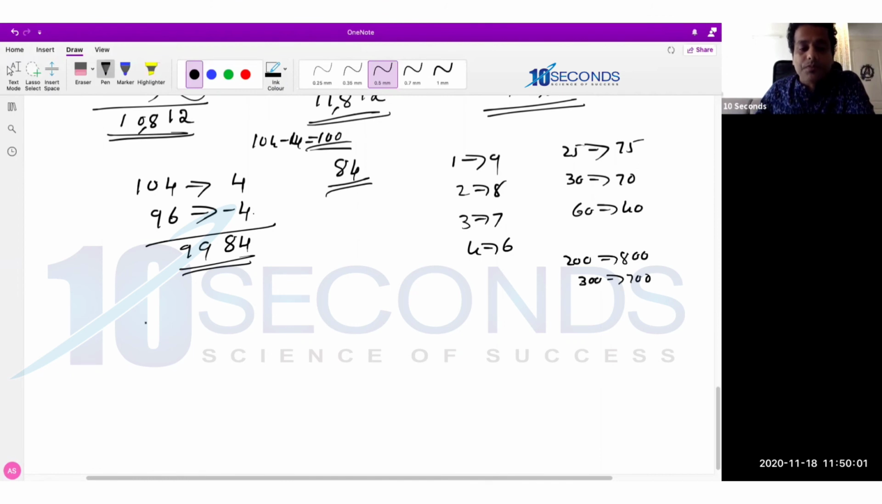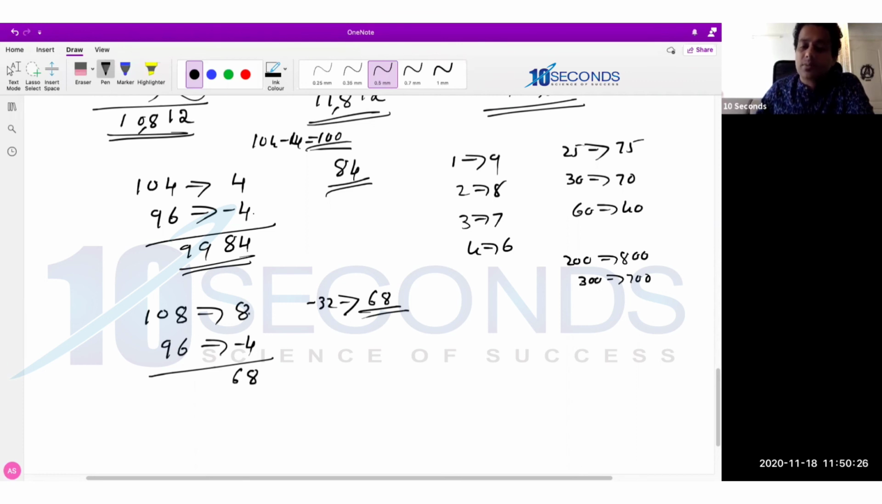So to avoid confusion, let me take a few more numbers. They will be easy for you. 108 into say 96. 8 more than 100, 4 less than 100. 8 into 4 is 32, but minus 32. Minus 32 is nothing but 32 complement. So 32 complement is what? 100 minus 32 is 68, isn't it? So you need to write 68 here. 108 minus 4 or 96 plus 8. Either way, same number you get, right? 108 minus 4 is 104. But you need to take 1 less than 104. So it is 103. So 10,368.